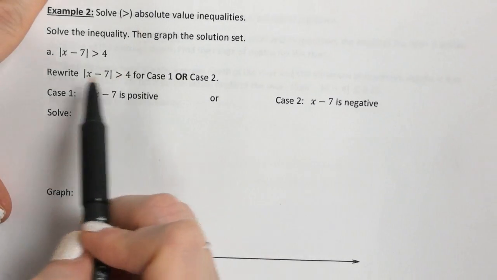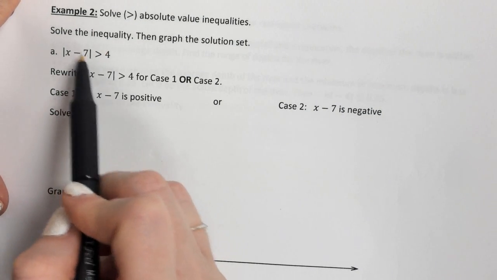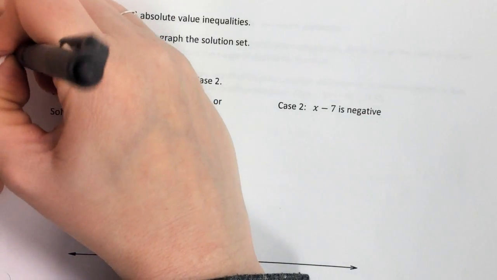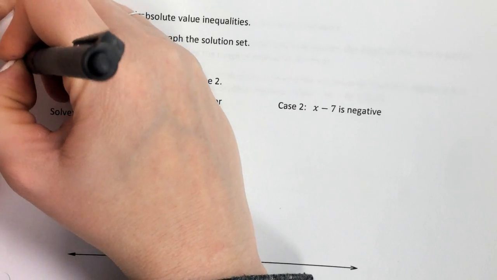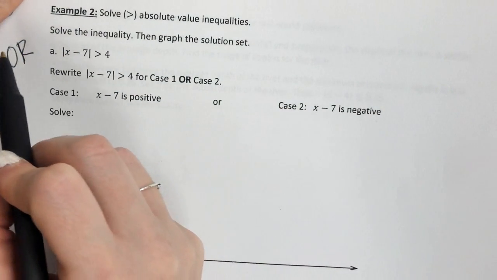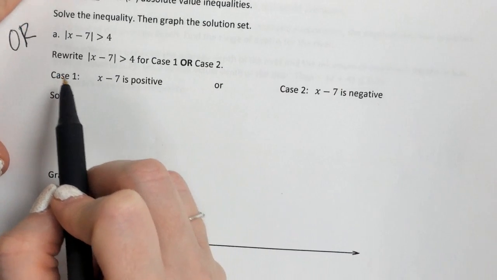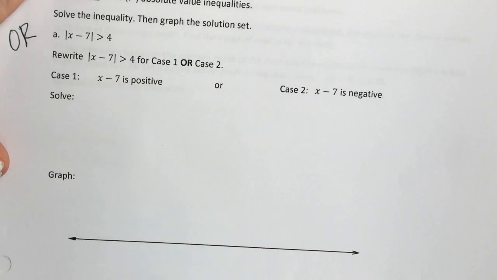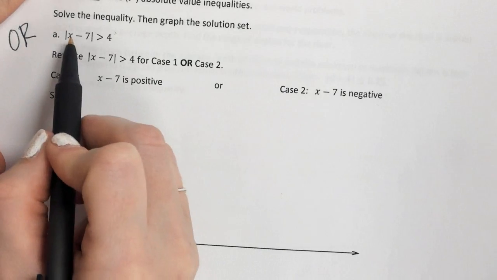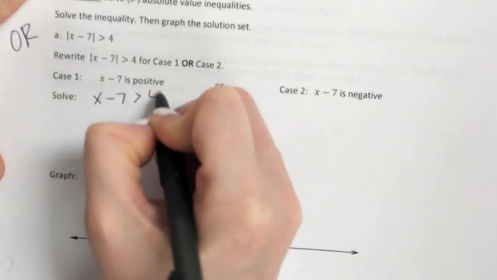So this is an example of a greater than. Okay, so if it is a greater than problem, is it and or? On the video that I'm going to show you, it's going to say or is more. Okay, that's the way you can remember. Or is greater than, or is more. Okay, so we're going to do case 1 and case 2 just like the last one. Case 1 is going to be exactly what we're starting with. Just drop the absolute value bars. So x minus 7 is greater than 4.